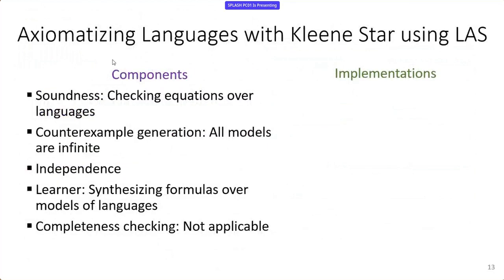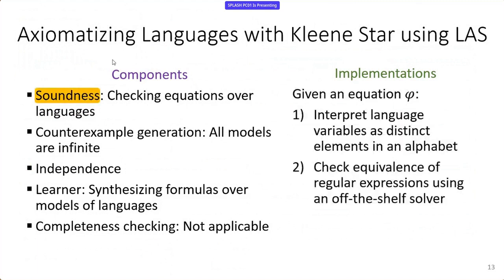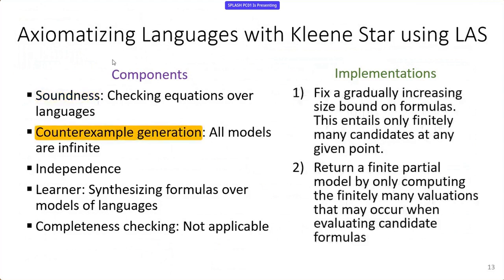So, and this is in fact very different from the modal logic example where the base class is all frames. The implementation of components for the framework is also fairly different. Soundness reduces to checking equivalence of regular expressions. Counterexamples are a little more complicated because all models are infinite.